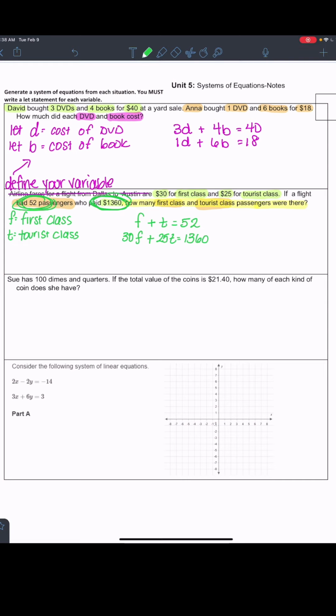So let's go down to another word problem. Now this one is very common, and it can mess with you because they're not going to give you all the information because they assume you know the information.